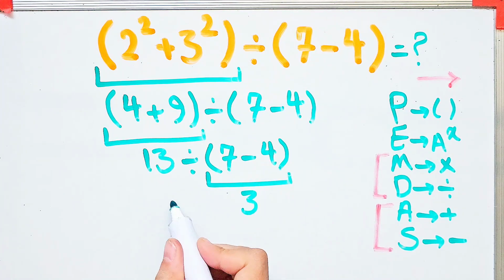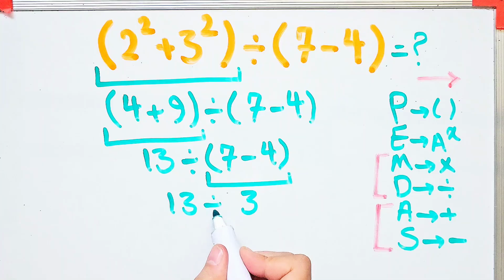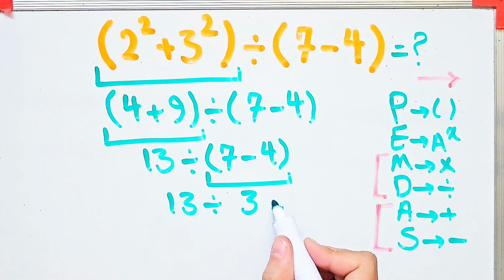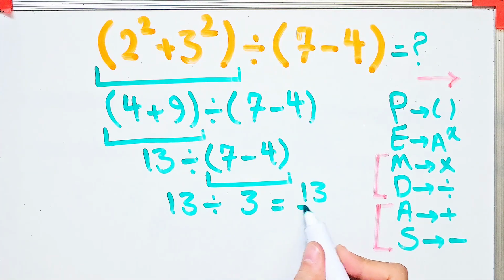The final answer of this question equals 13 divided by 3. We can write it as follows: 13 over 3.